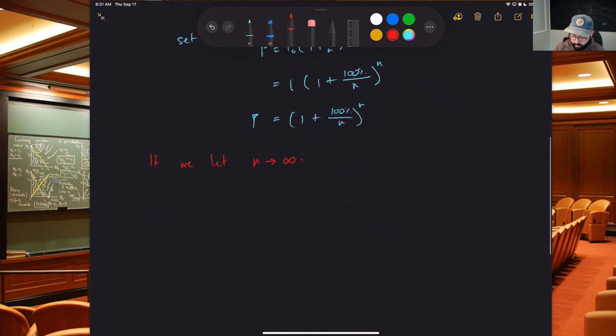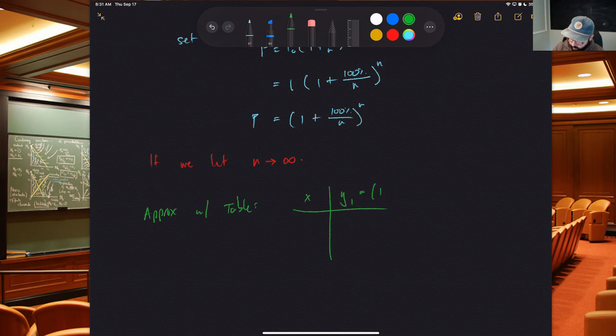And so one way you can do this is to approximate it with a table. What you can do is plug this into your y1 in your graphing calculator, and you can put in (1 + 1/x)^x. And again, we're going to switch out the 100% for its decimal equivalent, which is 1.